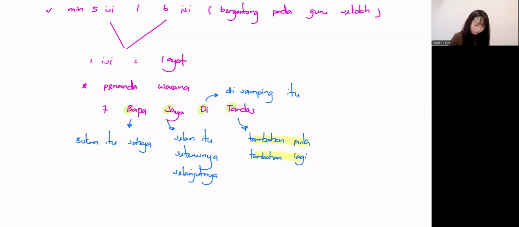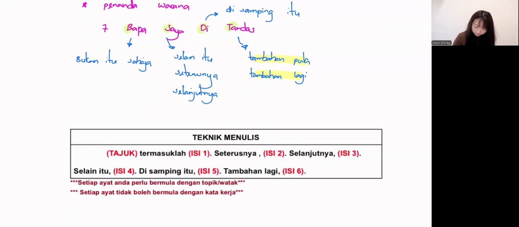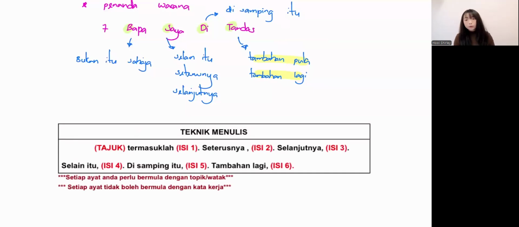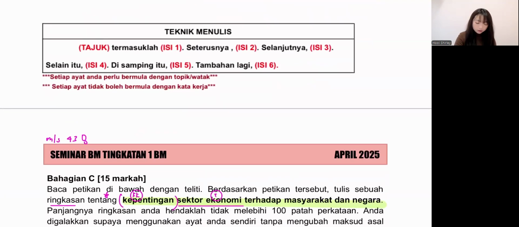A moment, where are my notes? Okay, this part. So here is the presentation of the ringkasan's writing. First of all, for this tajuk, where do you get the tajuk from? The question. The question is given. Remember here: kepentingan sektor ekonomi terhadap masyarakat dan negara. So this is the tajuk.